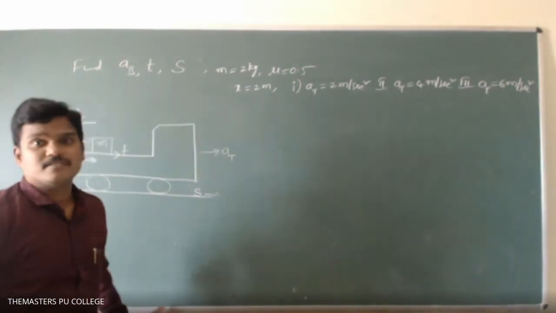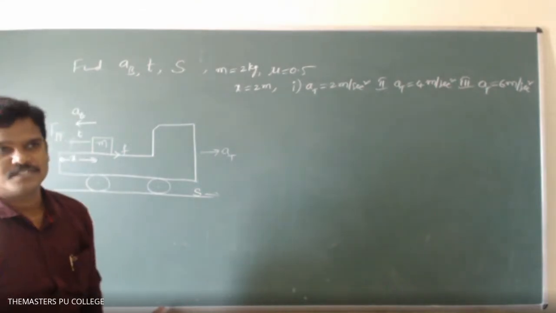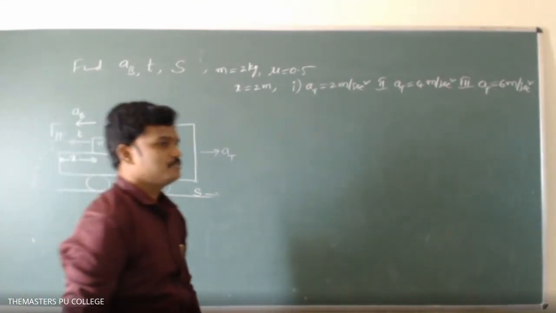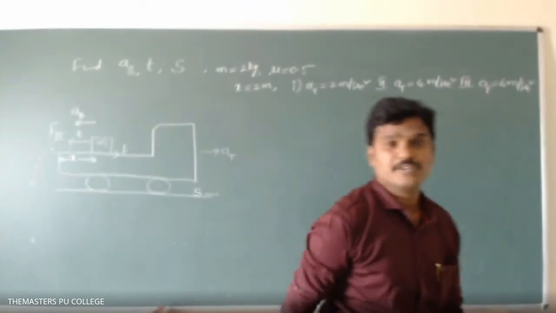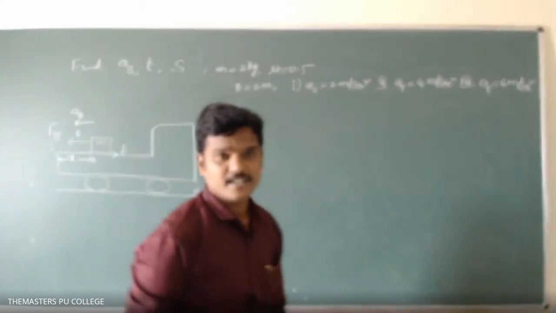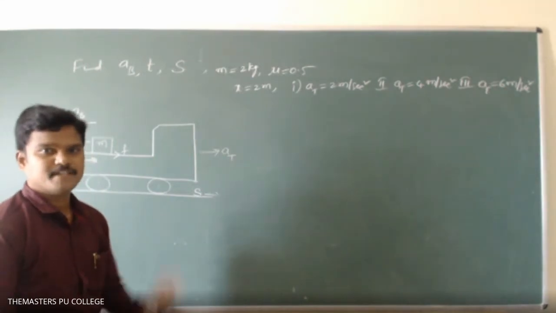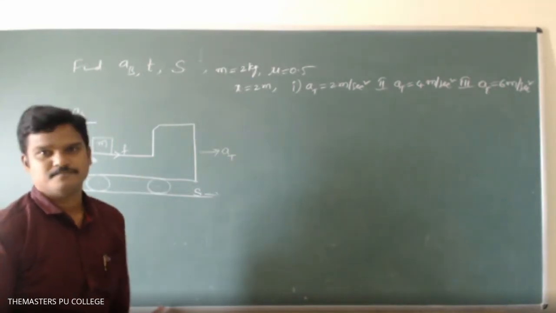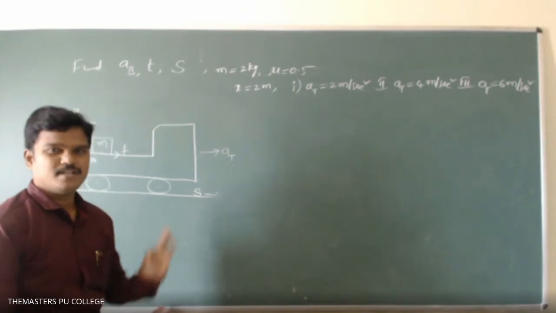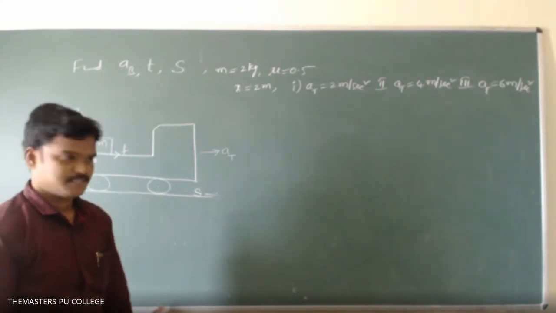Question number 1. A truck moves with an acceleration of 2 meter per second square. Question number 2. A truck moves with an acceleration of 4 meter per second square. Question number 3. A truck moves with an acceleration of 6 meter per second square. Three questions. You try to find it. Target is to find out A, B, T, S.